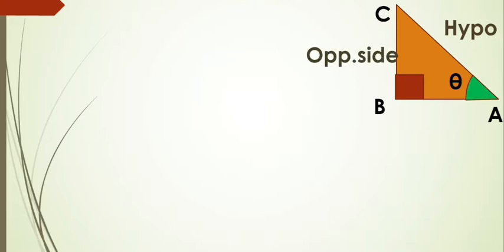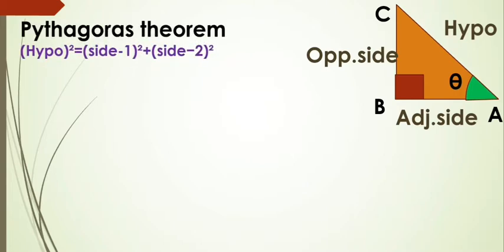We know that trigonometric ratios are related to the right angle triangle. So, consider a right angle at B, and at A we have the angle theta. Based on this angle we have to name the three sides of this triangle. So here AC becomes hypotenuse, BC becomes opposite side, and AB becomes adjacent side. Now just recall the Pythagoras theorem, that is hypotenuse square is equal to side 1 square plus side 2 square.